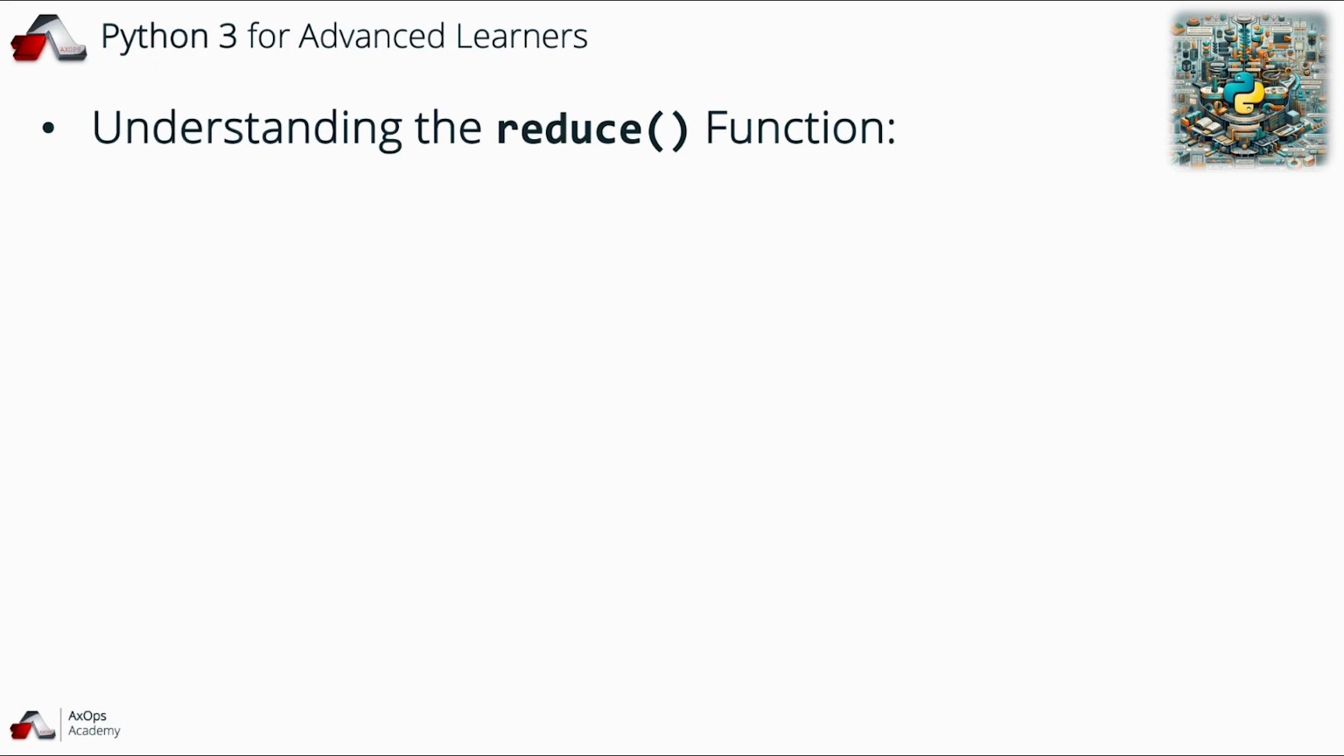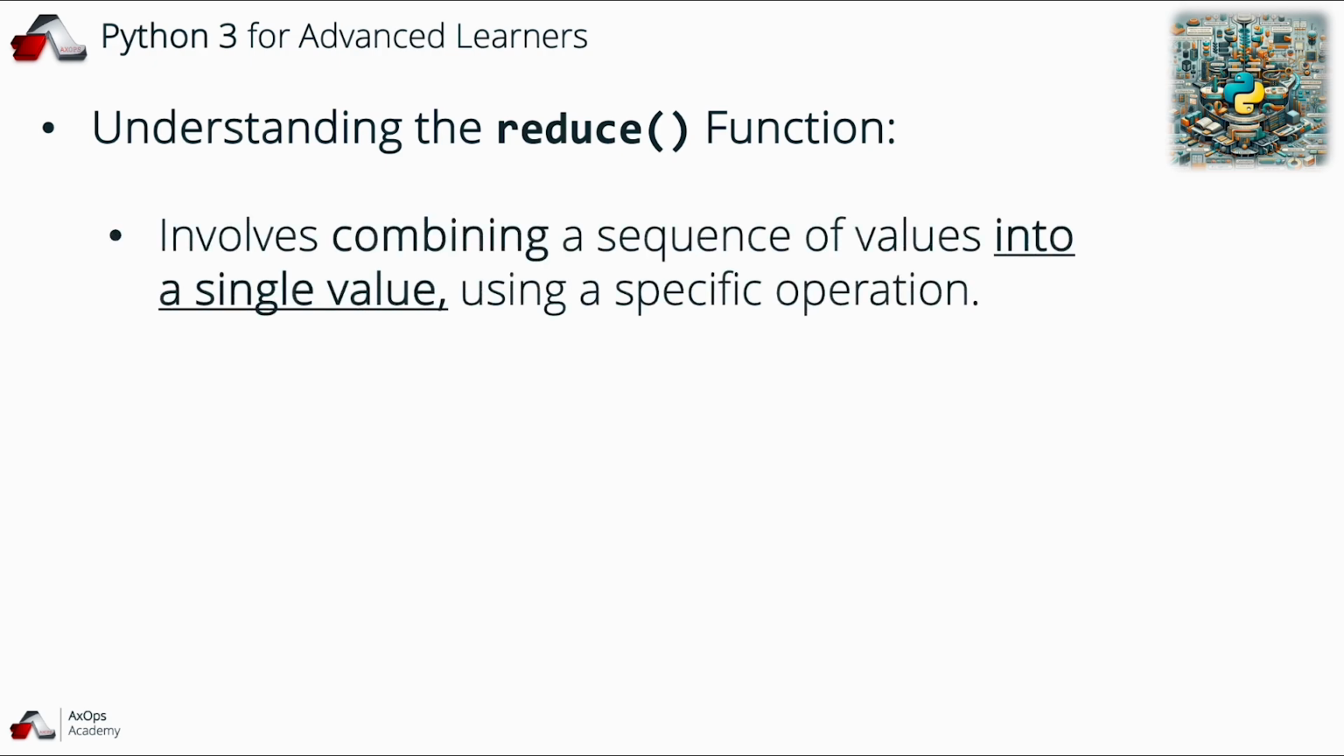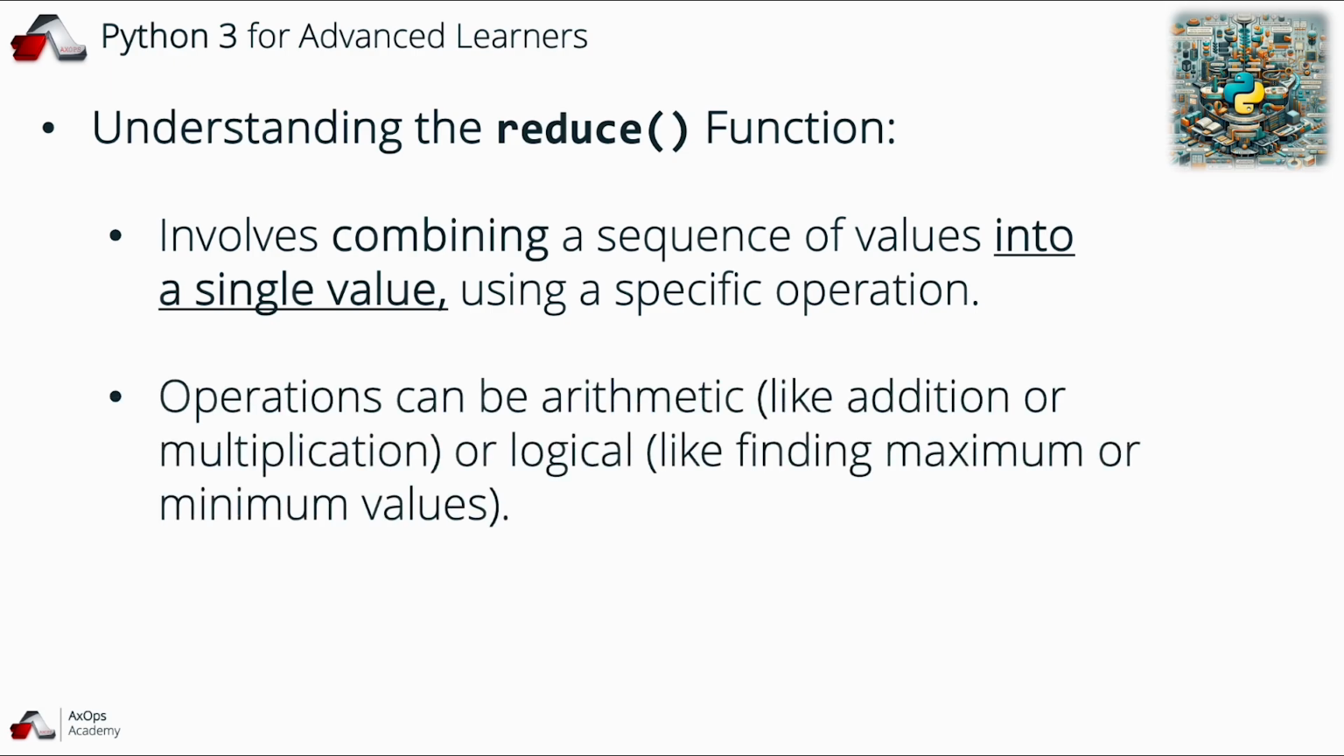Let's try to understand a bit more how the reduce function actually works. It involves combining a sequence of values into a single value using a specific operation. This is what the reduction process refers to: taking a number of values and decomposing them, or reducing them, into a single value for a particular purpose. These operations can be arithmetic, like addition or multiplication, or logical, like finding maxima or minima.